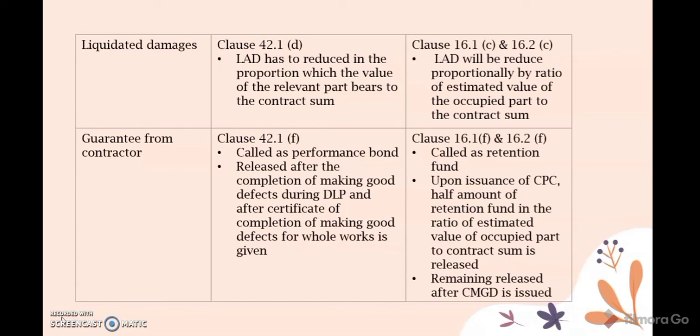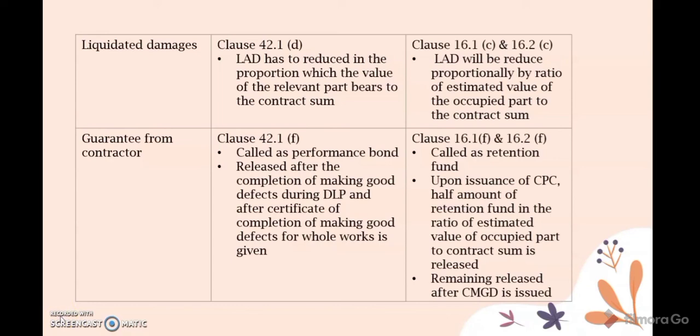The last point is the guarantee from the contractor. In PWD, as highlighted in Clause 42.1f, the guarantee is called a performance bond. It is released after the completion of making good defects during the DLP and after the certificate of completion of making good defects for the whole work is given.